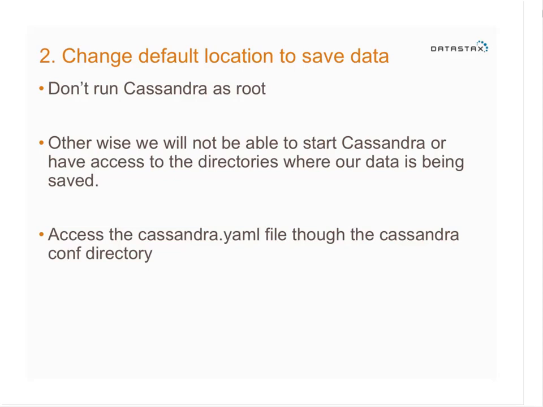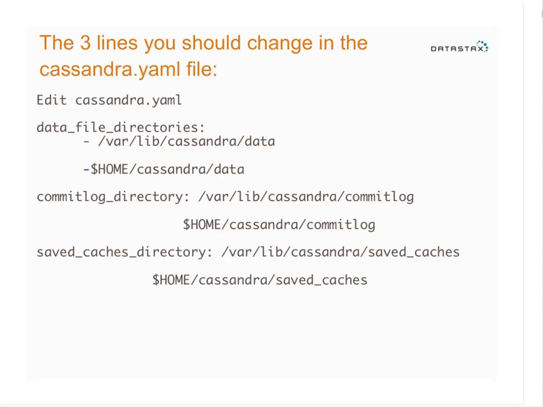Probably the easiest way to deal with this problem is to set the save location in your home directory. The location for saves is configured in the cassandra.yaml file in the conf directory. Instead of using the default directory paths, we'll change them all to use our home directory. This will guarantee that we have the correct permissions.